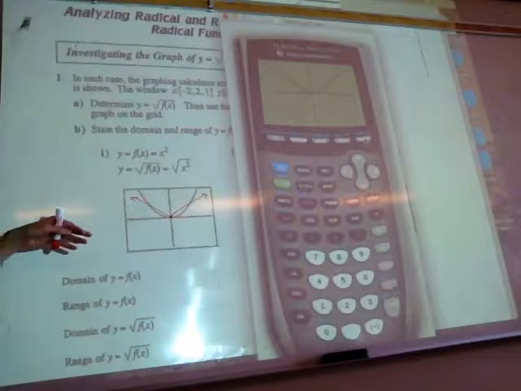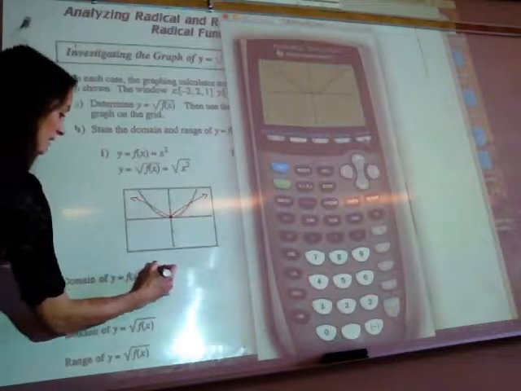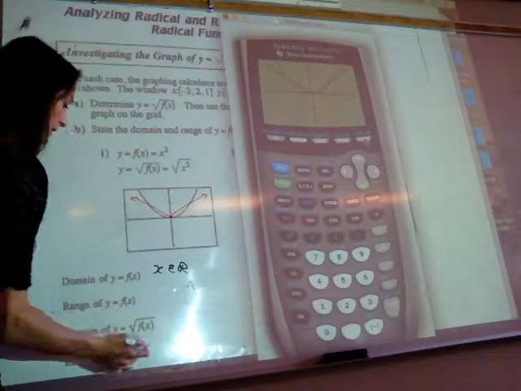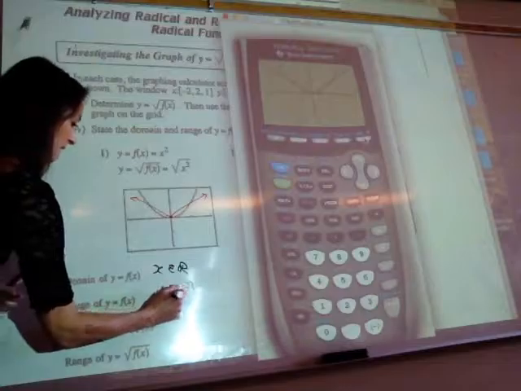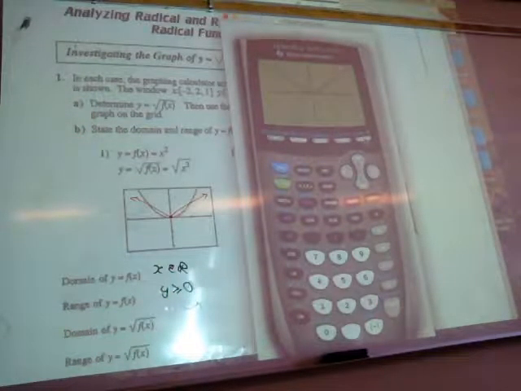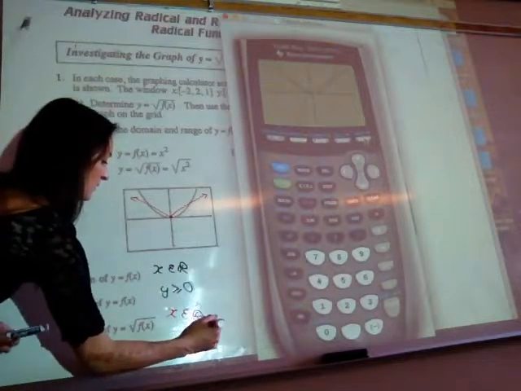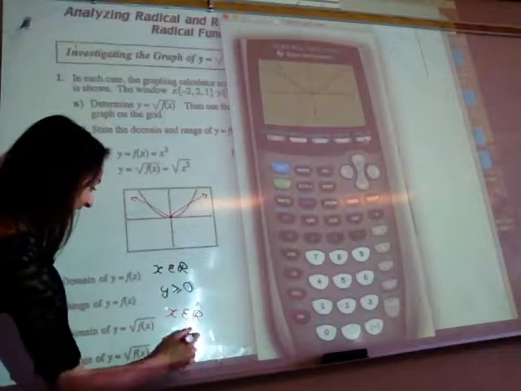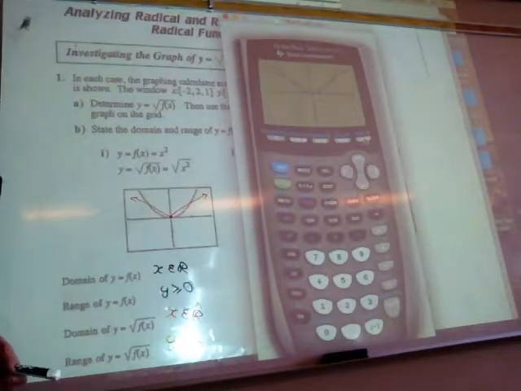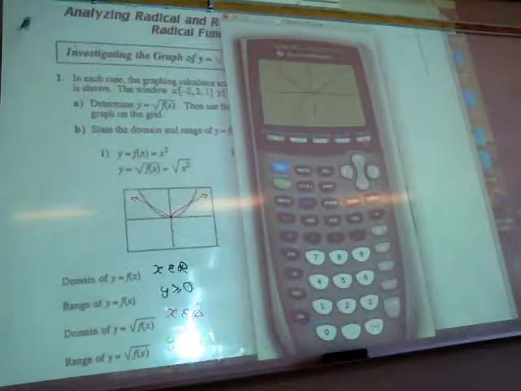Alright, domain of the original graph, what did we get? All real numbers. And what's the range of the original graph? Greater or equal to 0. You got it. Okay, what's the domain of our radical function? All real numbers. What's the range of our radical function? Y is greater than or equal to 0. Nothing changed there. The shape changed, but the domain and range didn't.